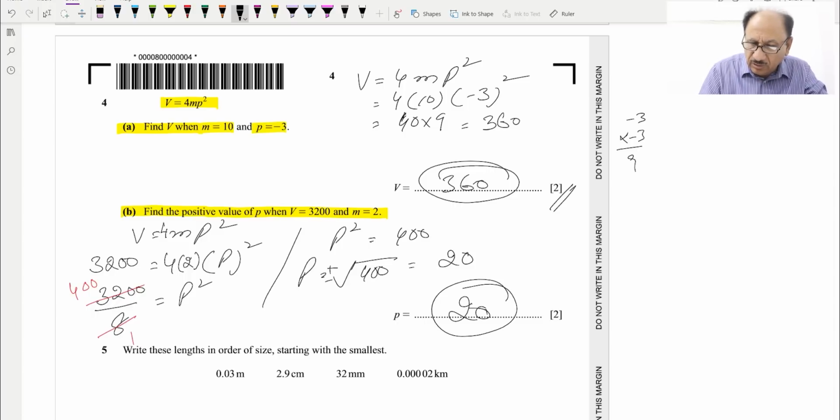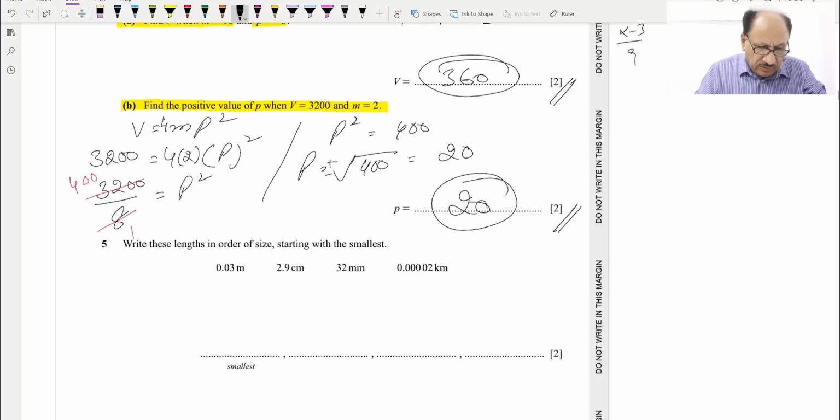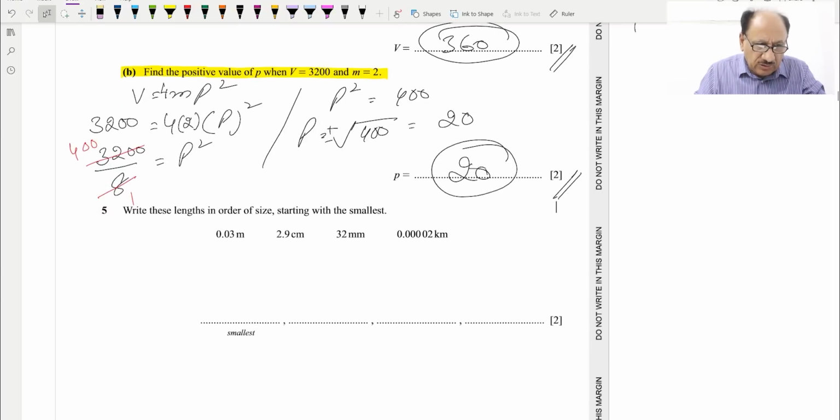So this one will be our answer for 2 marks. Next question is question number 5, and question number 5 says write these lengths in order of size, starting with the smallest. So in ascending order we need to write everything. So we need to basically equalize the units. So this is meter, centimeter, millimeter, and kilometer.